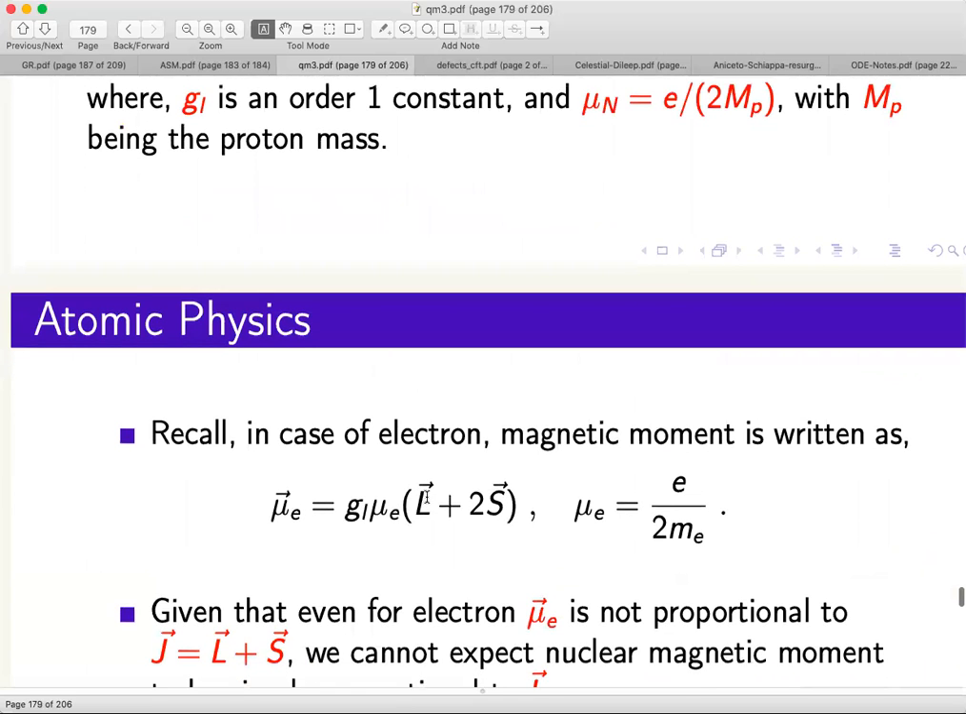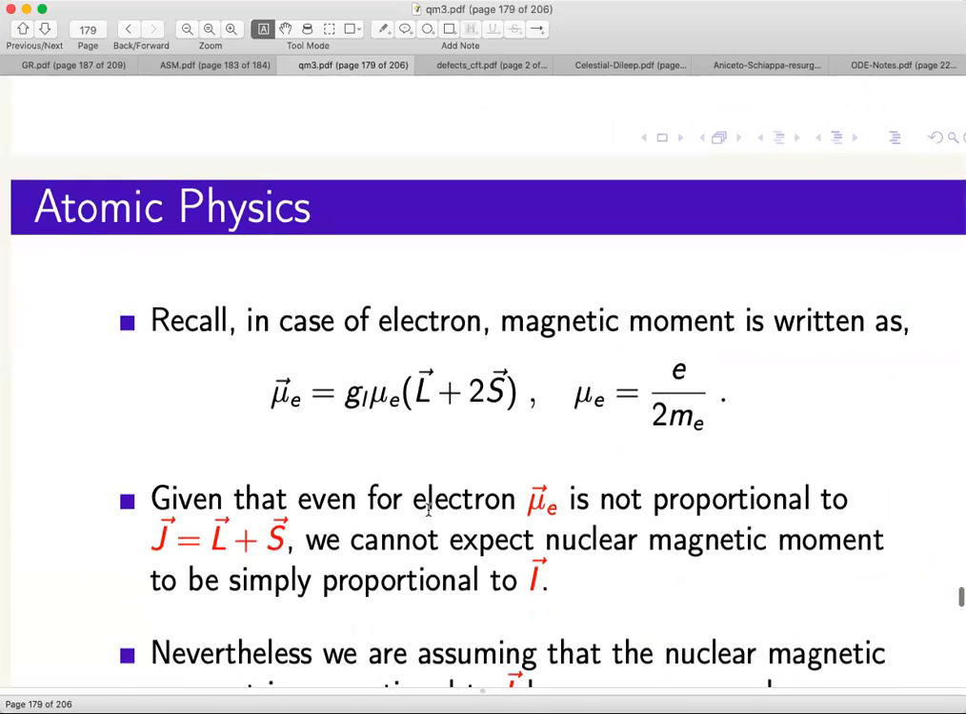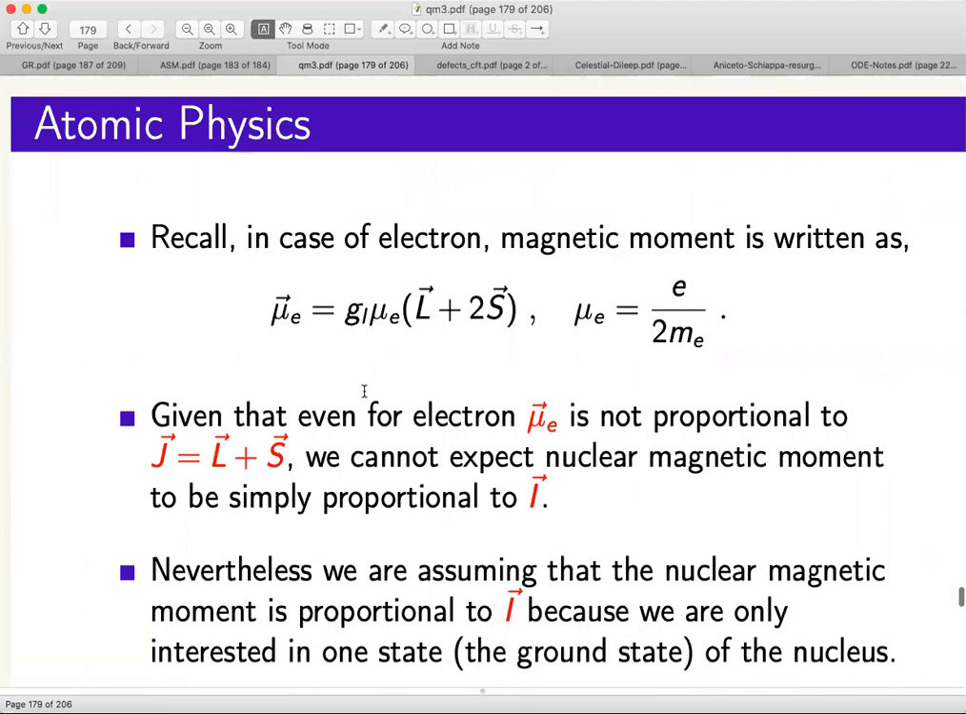Fine. Now, on the other hand, if you look at the magnetic moment of the electron, that is something we know, and that is written in terms of the Landé-g factor times the electronic magnetic moment, which is e upon 2 times the mass of the electron times L plus 2S. So this is the doubling of the Landé-g factor for the electron, something we had done earlier.